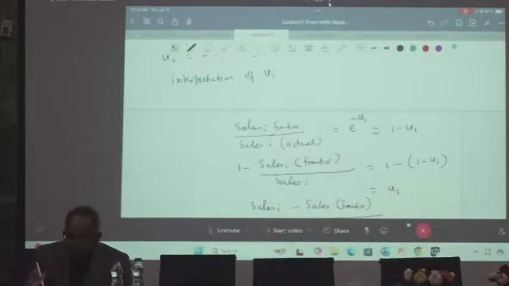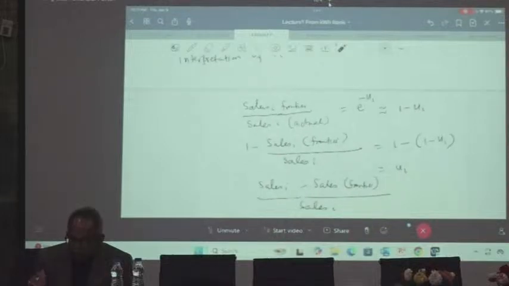What is this whole thing? What is it called? This is the percentage measure. So this is a percentage shortfall of your sales. So you can get an interpretation of u even though the model is in log. I can get the interpretation in terms of efficiency, and an interpretation of this thing in terms of inefficiency also.